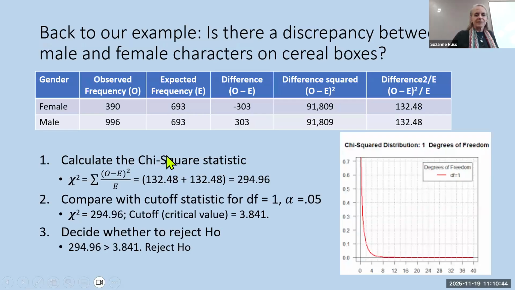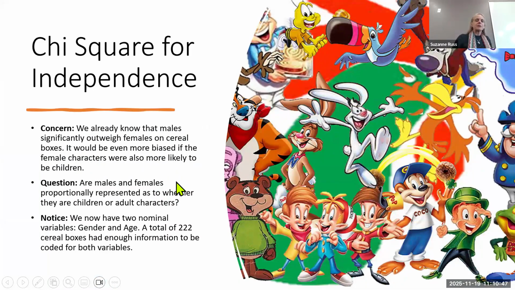All right. But now they wanted to have another question. We already know that males outweigh females on cereal boxes. It would be even worse if all the female characters were children, like little girls, right? And all the male characters were like macho men. Like that would be even worse. So they're looking at gender disparity on these cereal boxes. And so the question they asked: are males and females proportionally represented as to whether they're children or adult characters? And so we're going to have now two nominal variables, gender and age. And there were a total of 222 cereal boxes that had enough information to be coded for both variables.